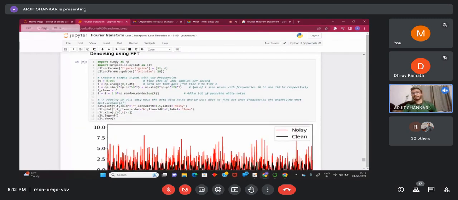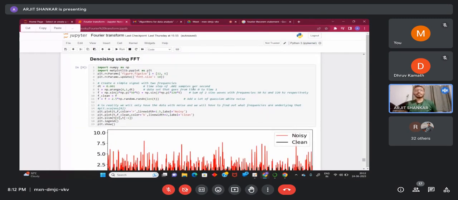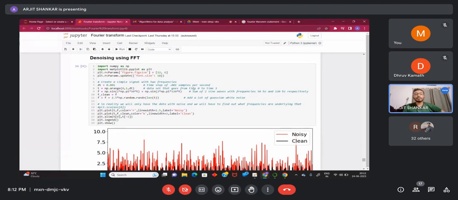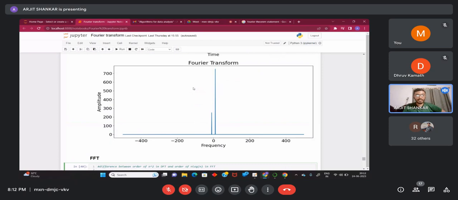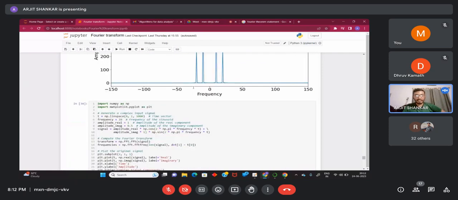So the first thing that we are going to learn now, which is really, really important, especially in astrophysics and in many different areas, is denoising a particular signal. How can we use fast Fourier transform to denoise a particular signal? So how will we do that? What we can do here is that first we can use some easy examples.